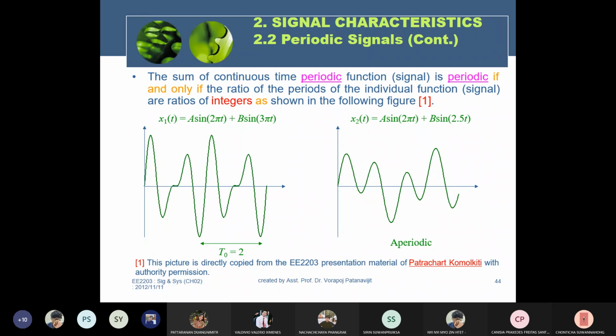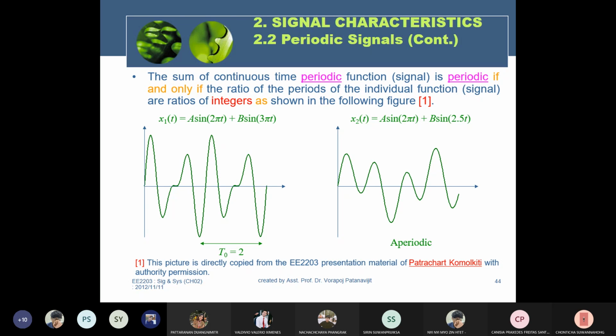No, because the ratio is not rational. Because in the real world, when you analyze a signal, sometimes the signal is very complicated. You split it into maybe 3 or 4 sub-signals. When you would like to know whether the overall signal is periodic or not, you analyze each term.